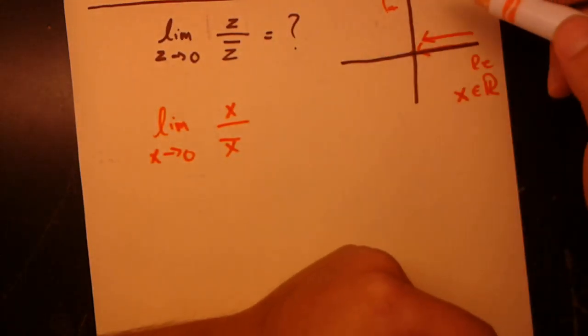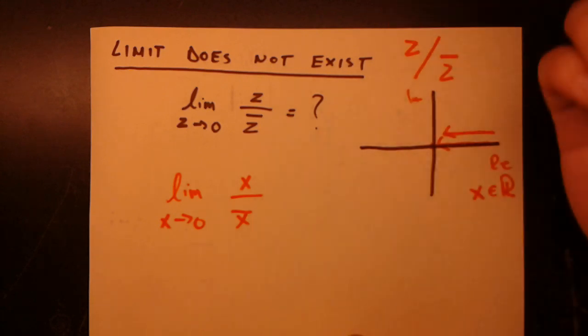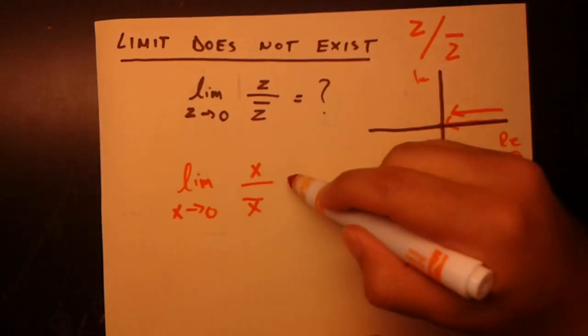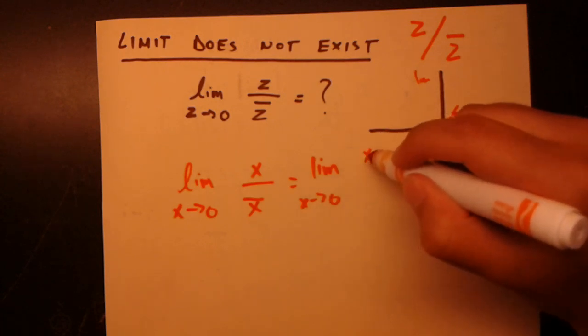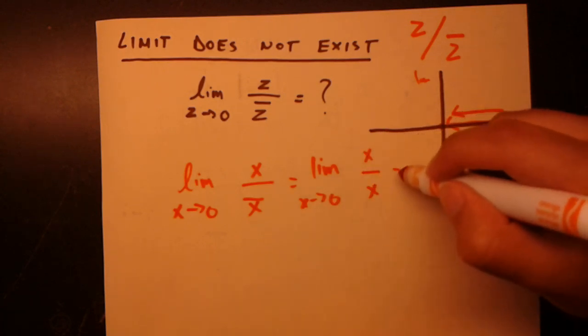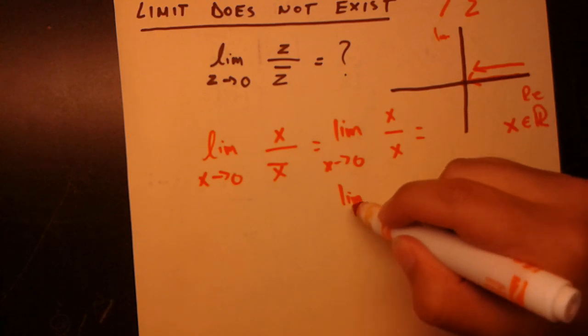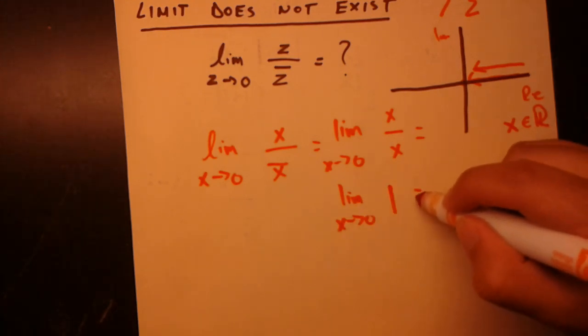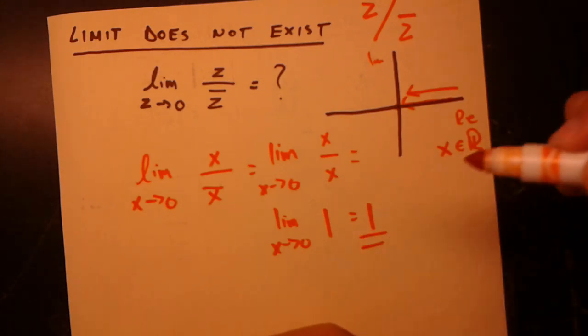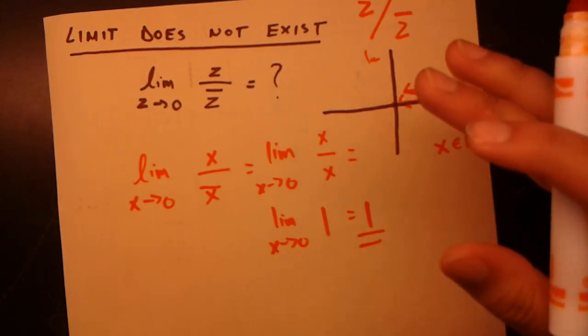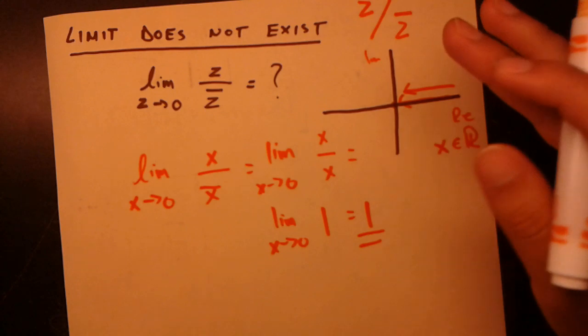And what is the conjugate of a purely real number? Well, it's just itself, because it has no imaginary part. So this is just the limit as x approaches 0 of x over x. And x over x is 1. So this is the limit as x approaches 0 of 1, which is 1. So we found that approaching from this direction, the limit is 1. So it better be 1 from any direction, because if it's not, then this limit does not exist.